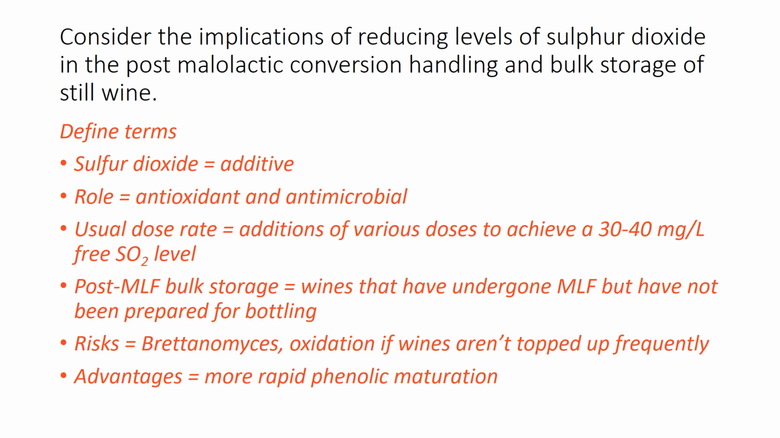Another risk is oxidation. If this is a wine that's not been very well handled and it's not being checked in on frequently, there could be oxidation in barrel or tank because the tanks or barrels aren't topped up frequently enough. So that can cause different things to form on the top of the wine, including acetobacter. One of the advantages of lowering your sulfur level could be more rapid phenolic maturation in red wines.